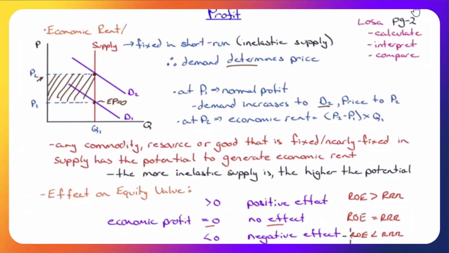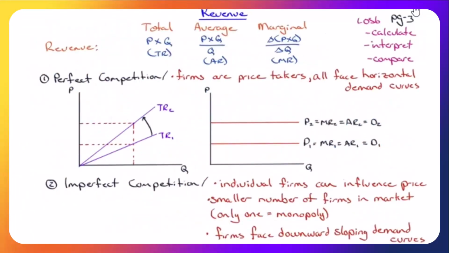So the price would have to drop such that the two would then equate together. All right, let's move on to LOS B: calculate and interpret and compare total, average, and marginal revenue.